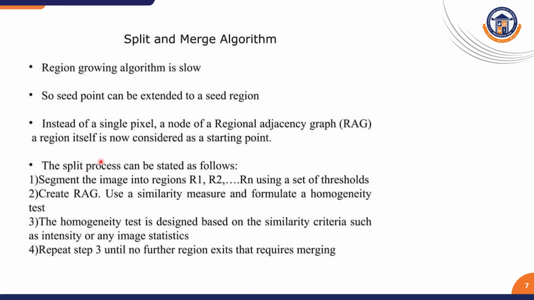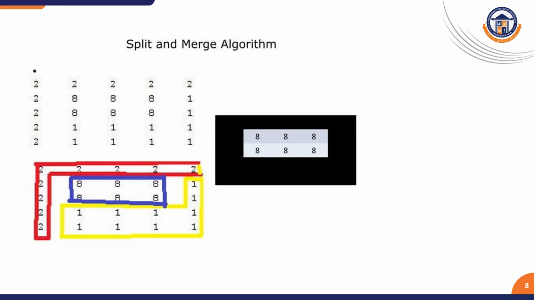That is, segment the image into regions R1, R2, up to RN with a set of thresholds. Then create the RAG, that is, the regional adjacency graph. Use a similarity measure and formulate a homogeneity test. The homogeneity test is designed based on similarity criteria such as intensity or any image statistics. Next, step 3: repeat until no further region exists that requires merging.